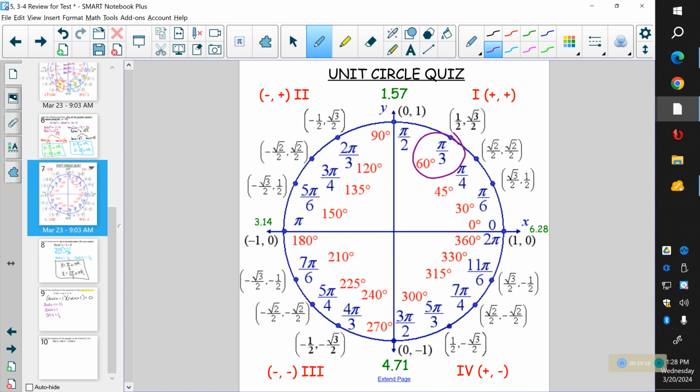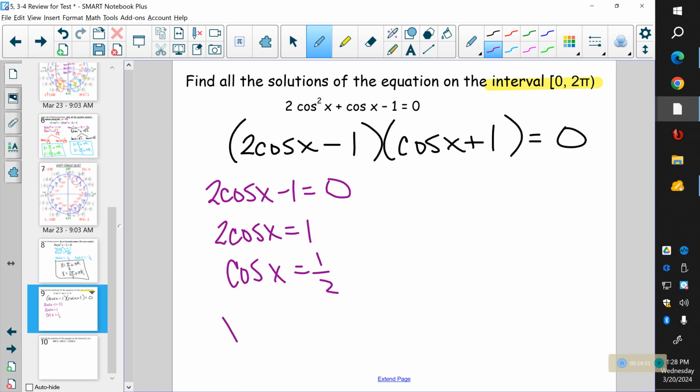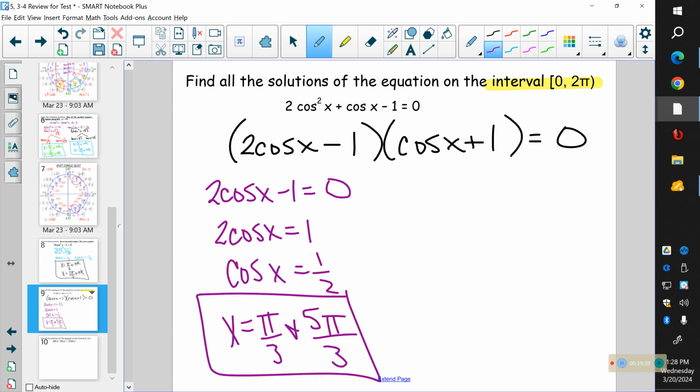Positive cosine of 1/2: pi over 3 and 5 pi over 3. Those are the only two angles on the unit circle between 0 and 2 pi that have a cosine of positive 1/2. So I come back over here and I'm going to say that x is equal to pi over 3 and 5 pi over 3. Does that make sense, yes or no?